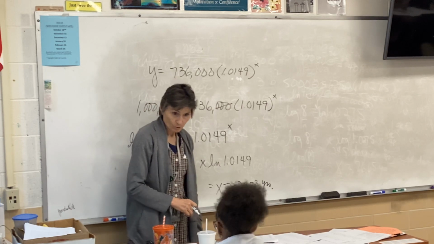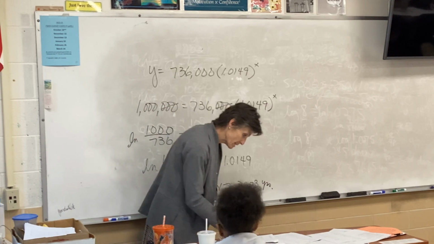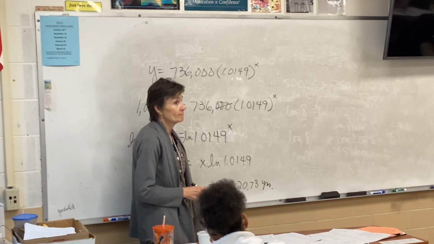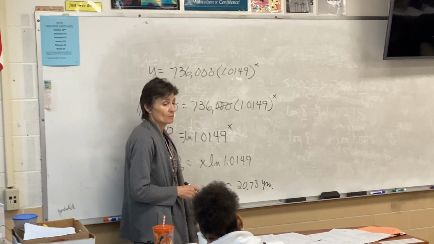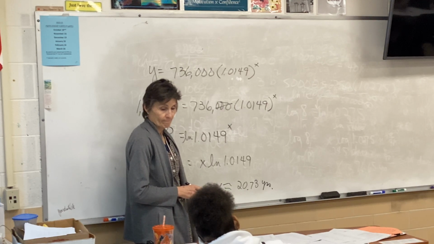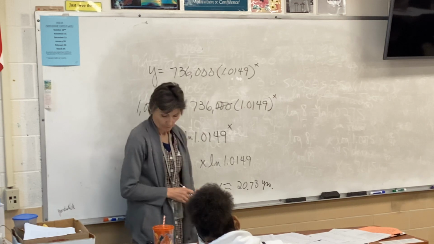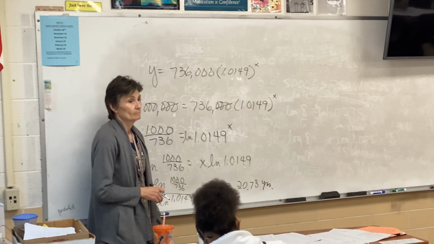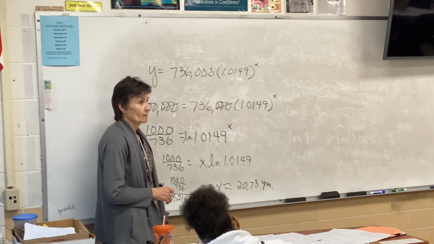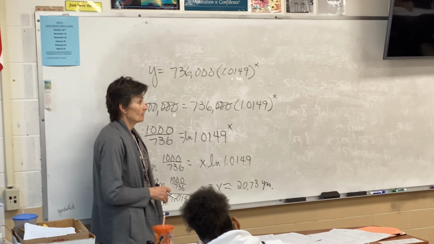So what's the answer to the question? When did we start measuring time? So it'll be about sometime in 2020 that the population reached a million. Everybody good with that?